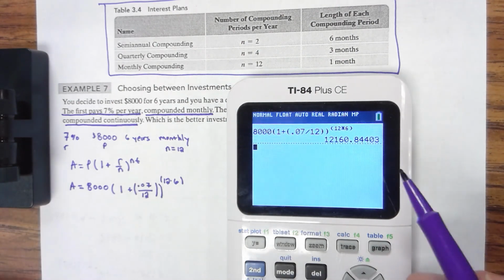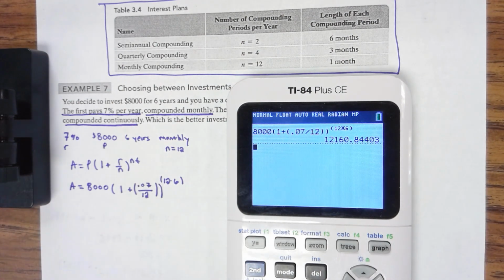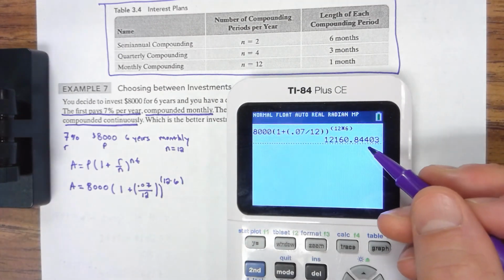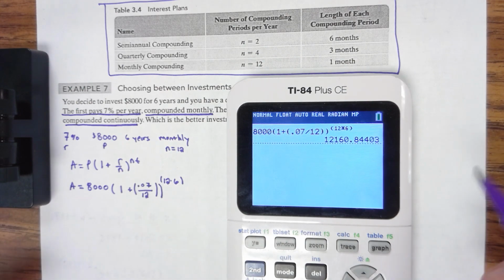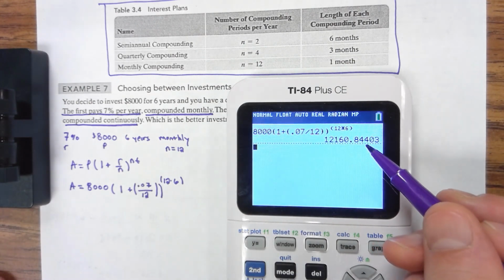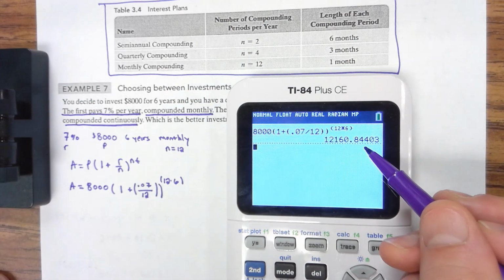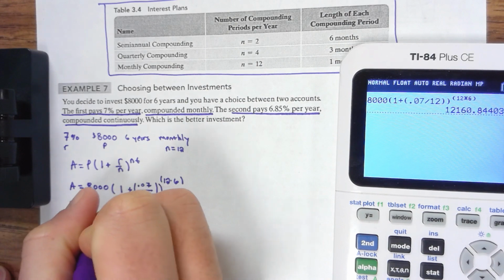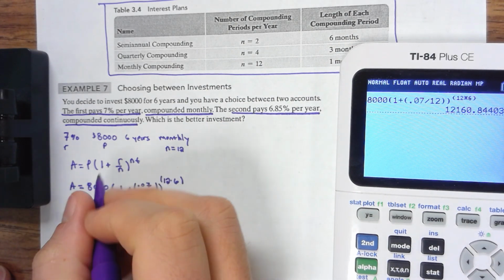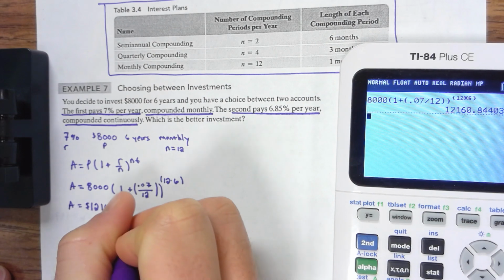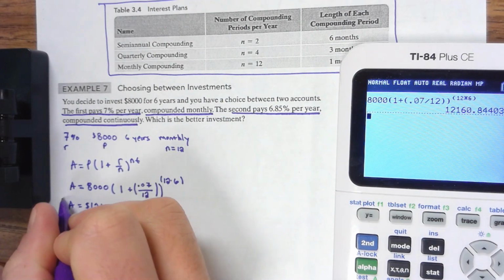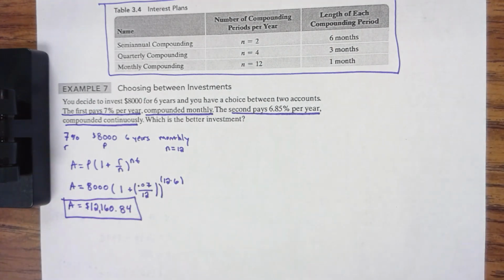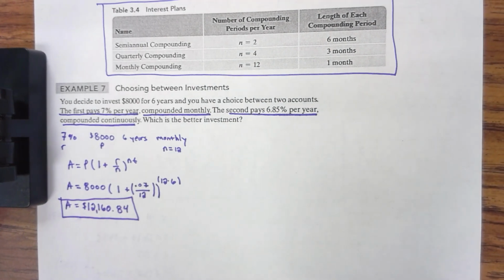And with money, we want to think about rounding. Where is an appropriate place for us to round? Well, to the second decimal place, right? When we think about money, we have a hundredth of a dollar and a tenth of a dollar. So that 0.84 is what we're going to round it to. So this value is 12,160.84. Right, so that's how much we're gaining over 6 years in that first account.